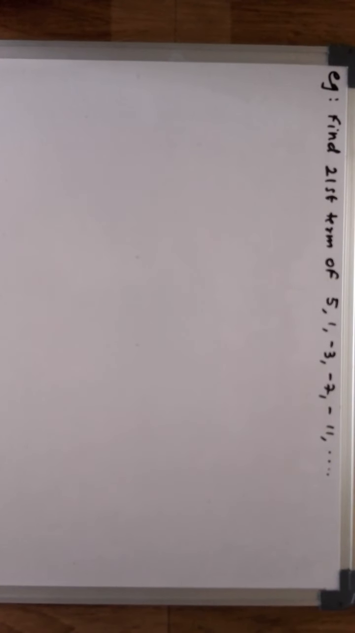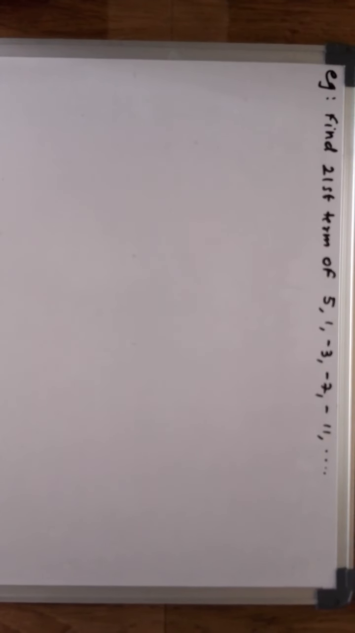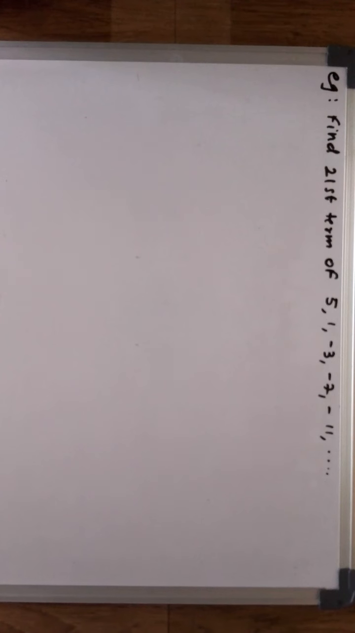Welcome back. Now let us see the question which is written over here. It is saying: find the 21st term of 5, 1, minus 3, minus 7, minus 11. So a sequence is given to you. Is it a progression or not? That is to be checked.